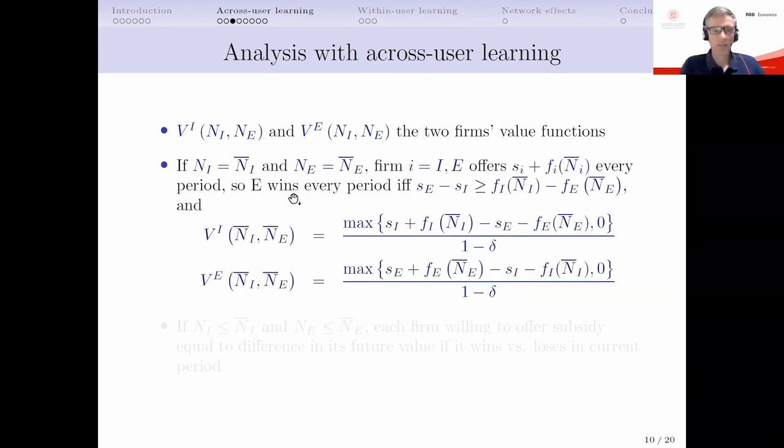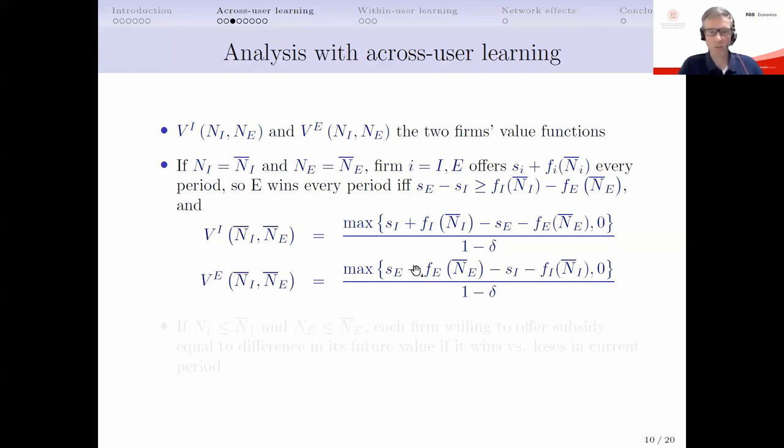So that's the state. And one way to think about solving this model is you realize that if you get to that threshold where both firms have reached the maximum amount of learning that they can achieve, then you basically just have a static game where every period I and E are offering the same utility, which is their standalone plus the maximum value from the learning, and they compete, and that's just going to result in an asymmetric Bertrand equilibrium every period. Okay, so E is going to win every period if the difference between its standalone value is greater or equal to the difference between I's learning versus E's learning at that threshold. And the value functions are then just the present discounted value of the firm that wins, which is going to capture the difference in the utilities offered, and the losing firm is going to get zero.